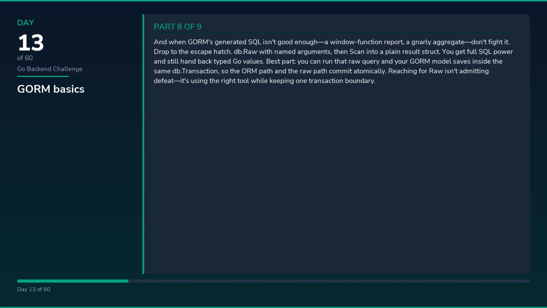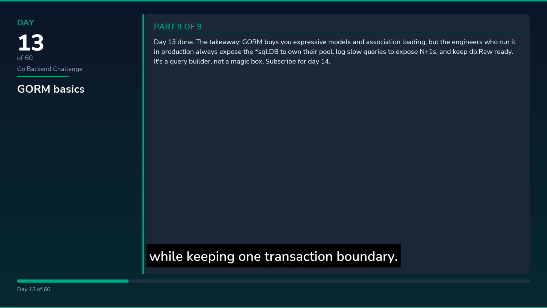And when GORM's generated SQL isn't good enough, a window function report, a gnarly aggregate, don't fight it. Drop to the escape hatch. db.Raw with named arguments, then Scan into a plain result struct. You get full SQL power and still hand back typed Go values. Best part, you can run that raw query and your GORM model saves inside the same DB transaction, so the ORM path and the raw path commit atomically. Reaching for Raw isn't admitting defeat. It's using the right tool while keeping one transaction boundary.